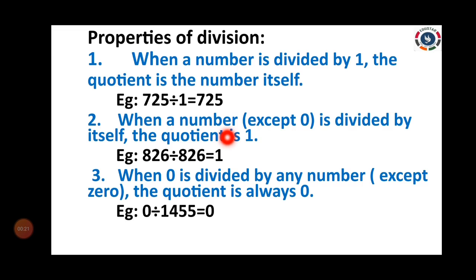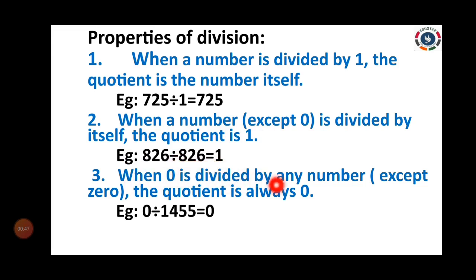Then you write properties of division. Write the heading black in color. First point, when a number is divided by 1, the quotient is the number itself. For example, 725 divided by 1 is equal to 725. Point 2, when a number except 0 is divided by itself, the quotient is 1. So example, 826 divided by 826 is equal to 1.